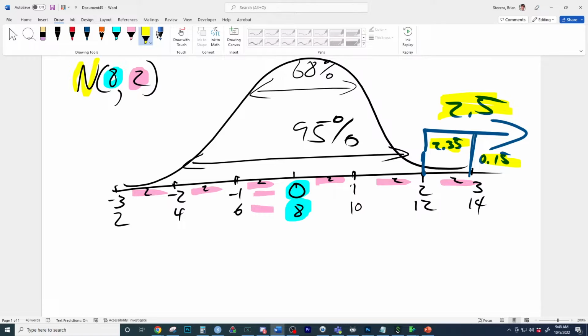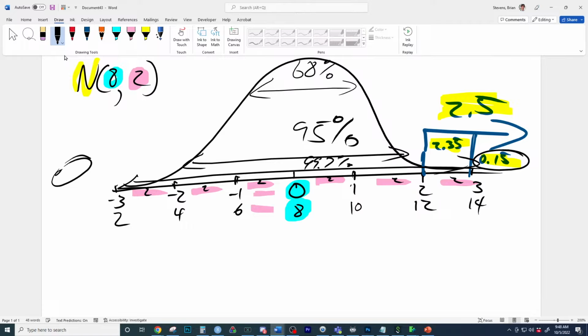So when you go above 2, it's 2.5, 2 standard deviations, but between 2 and 3 is 2.35, and above 3 is the 0.15 remaining. That little tiny sliver that comes from going outside of the 99.7. The 99.7 has remaining on the outside of it 0.15 on either side. So that's where those numbers come from.